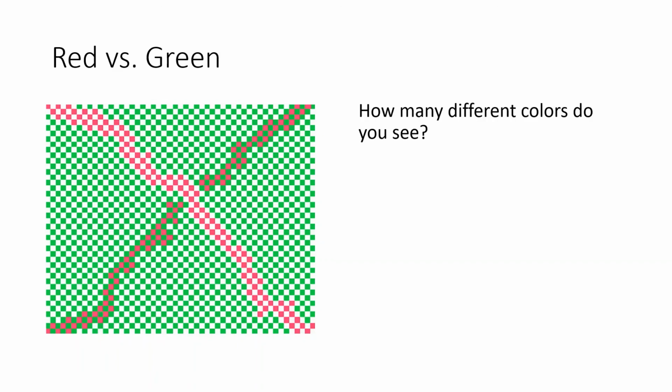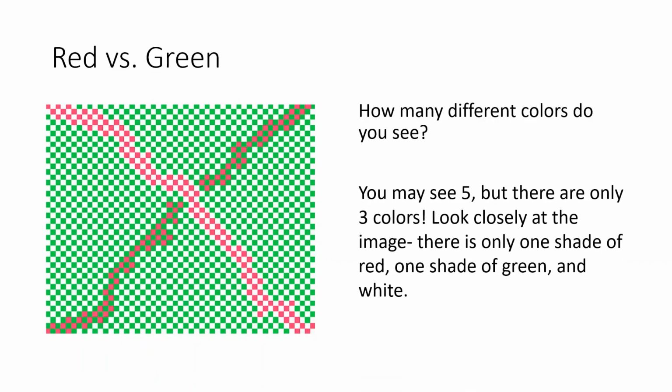Take a look at this image. How many colors do you see in the picture? You may see 5, but there are actually only 3 colors, 1 shade of red, 1 shade of green, and white. So why do we see more?